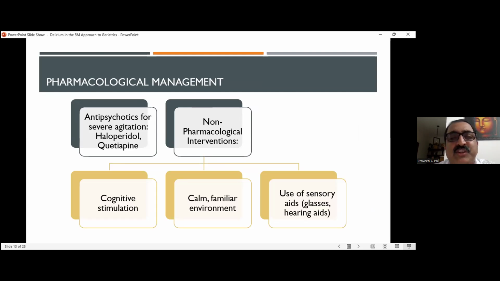The environment should be kept very calm. It shouldn't be very dark, and it should not be very brightly lit. It should be a warm, lightly lit environment. If it is daytime, sunlight would be the best with good ventilation, so that the person would be able to understand whether it is day or night.